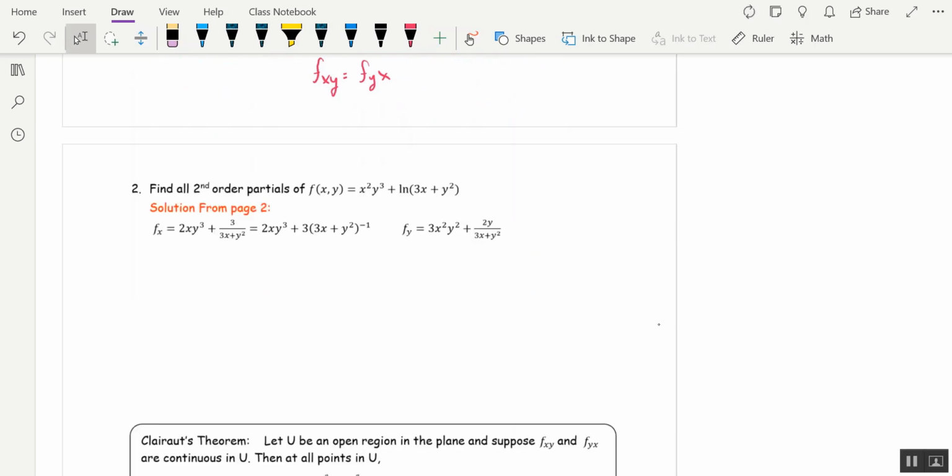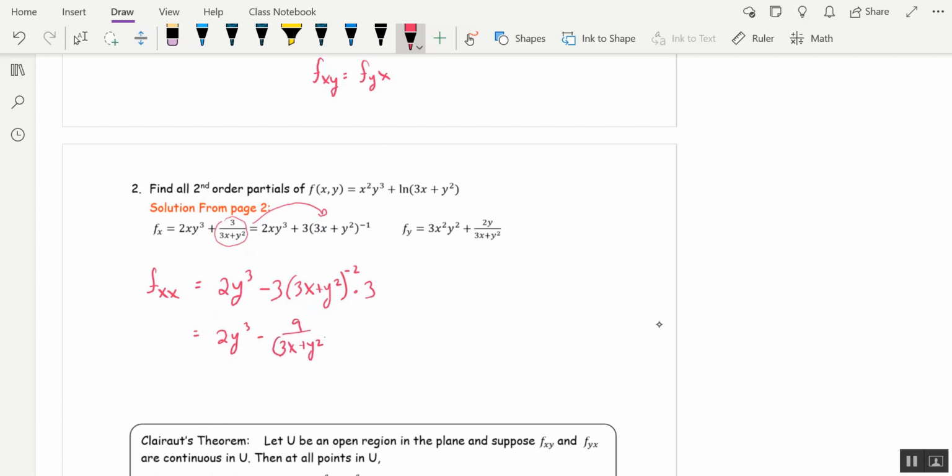Let's find some other second order partials. This is the function that we had on page 2, and we already found the first order partials, and I've just copied those down for us. And so now let's go ahead and find f sub xx, okay? I want to think of this fraction here as just that expression with a negative exponent. So that'll be easier. I'm going to use the chain rule. So f sub xx is 2y cubed, and then I bring the minus down, I leave the inside fixed, subtract 1 from the exponent, and multiply by the derivative of the inside. So that's 2y cubed minus 9 over (3x plus y squared) squared.